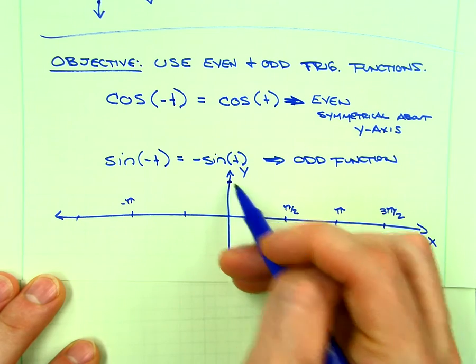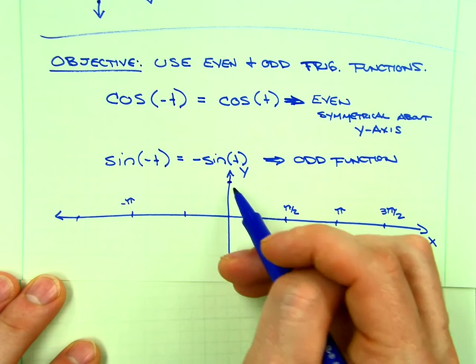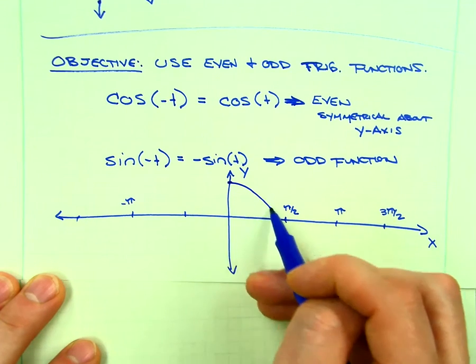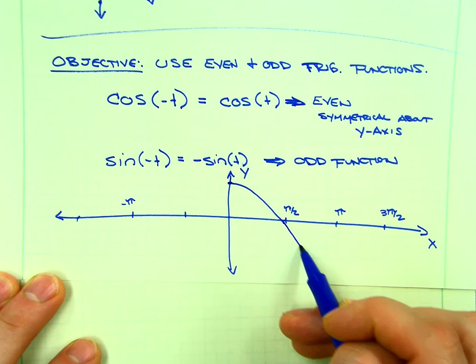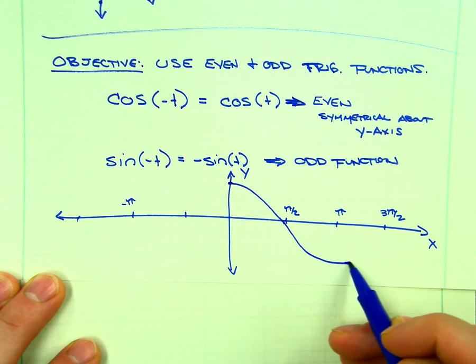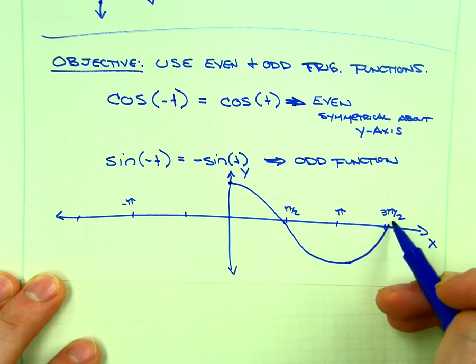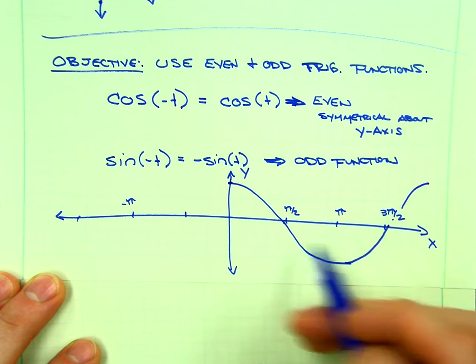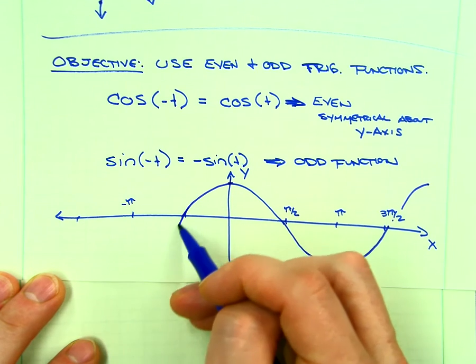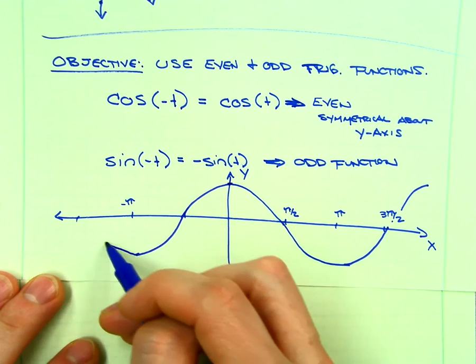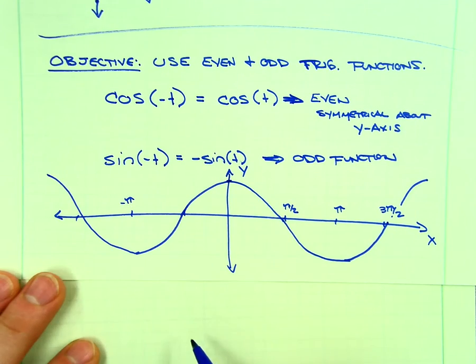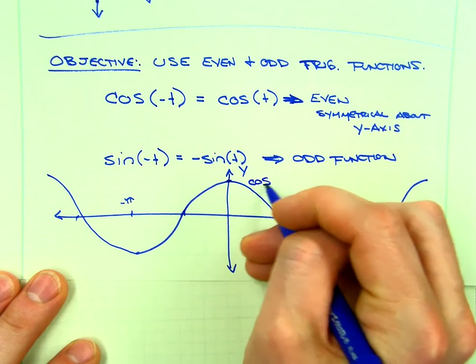Now the cosine is going to hit up here at some particular point, and then it's going to drop down and hit the x-axis at pi over 2. And it's going to bottom out at pi right here. And it's going to come back up and hit 3 pi over 2, go through there and come back up. And it does the same thing in this manner. So it bottoms out at negative pi and then comes back up. Okay, so this is my cosine.